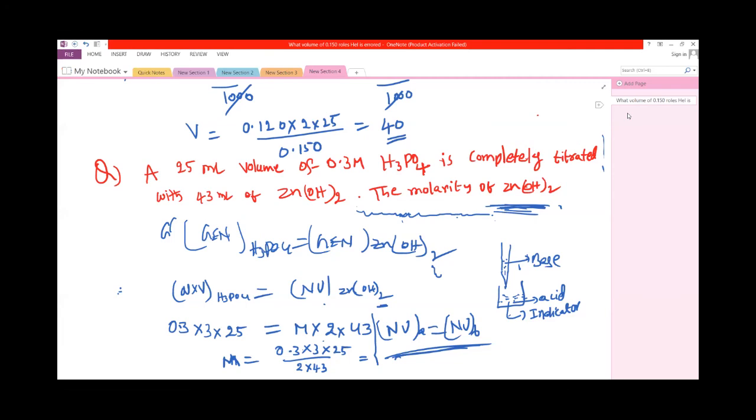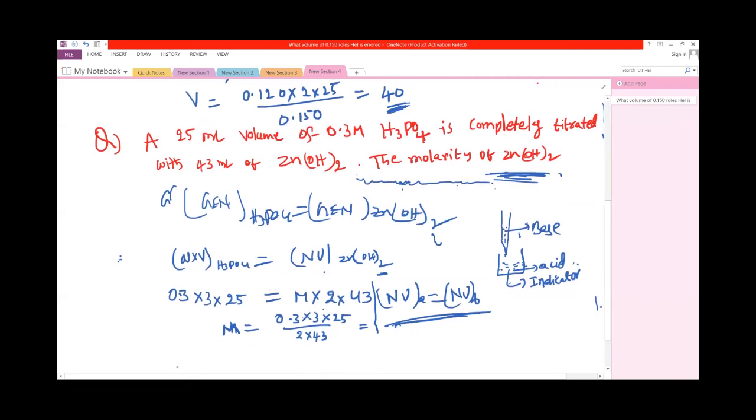The previous question answer is 40 ml. I think the one above is there. Here it is 40 ml only. Previous question. Now here, the answer you gave, 0.26, is right. Your answer is finally 0.262 molar. This is the answer.